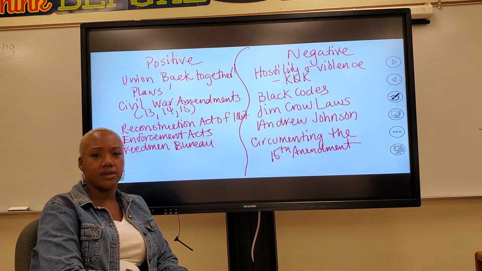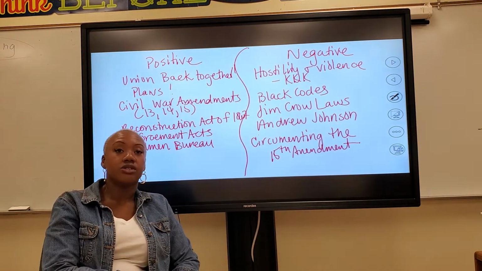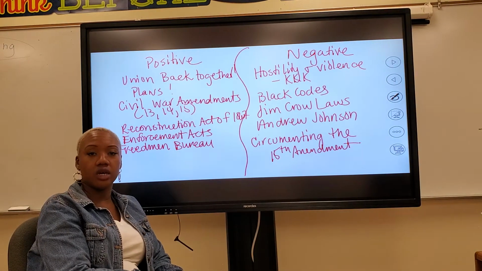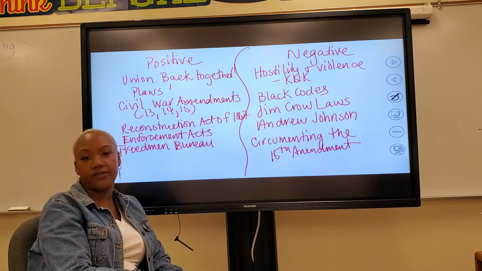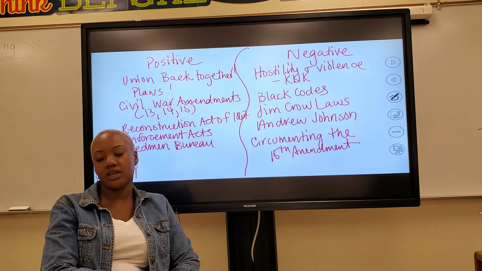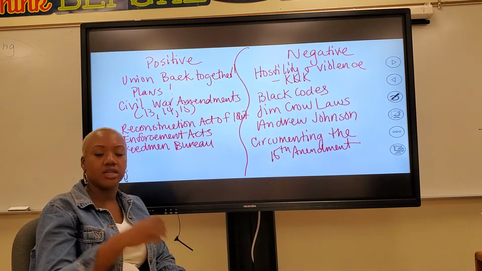What happens to Abraham Lincoln? Assassinated. Abraham Lincoln was assassinated by John Wilkes Booth, and Andrew Johnson, who we don't really care for, becomes the next president of the United States according to the line of succession. All right, so let's get into it.